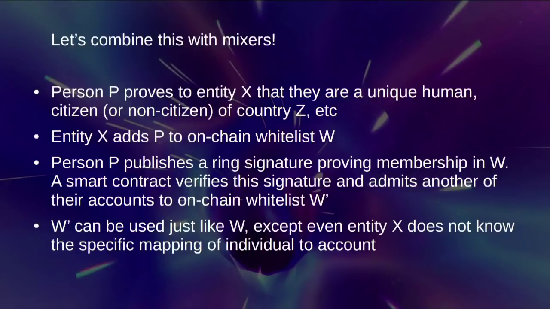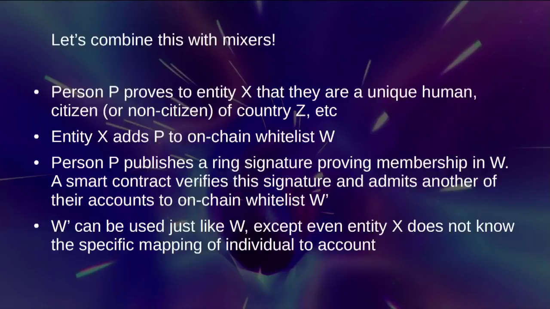Paul publishes a ring signature that proves membership in Willy. So Paul proves that his public key is part of Willy without revealing which member of Willy he is proving himself to be at this particular point in time. Willy is actually represented by an on-chain smart contract, and this smart contract verifies that the signature is correct, and it verifies that the cryptographic trace does not match any other cryptographic trace that has already been used. And if it verifies a signature, then it admits some other accounts that Paul specifies to another on-chain whitelist.